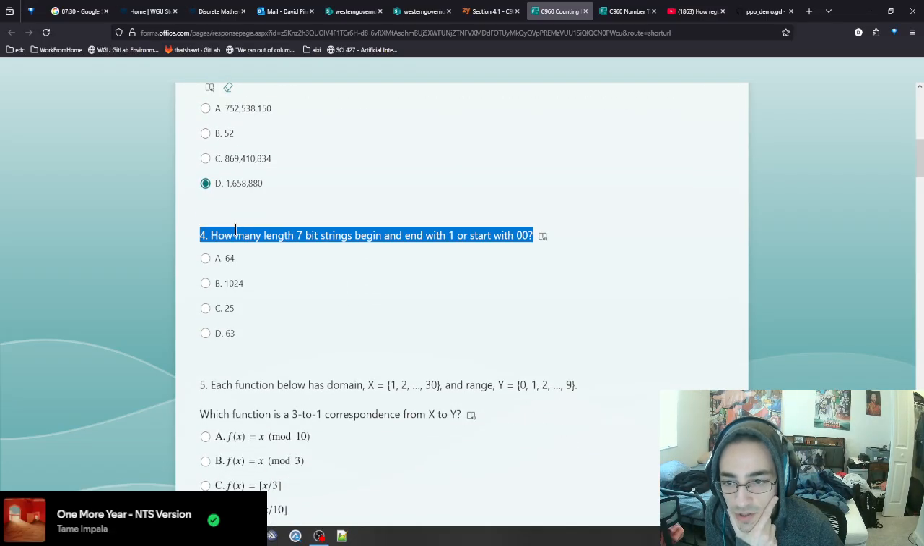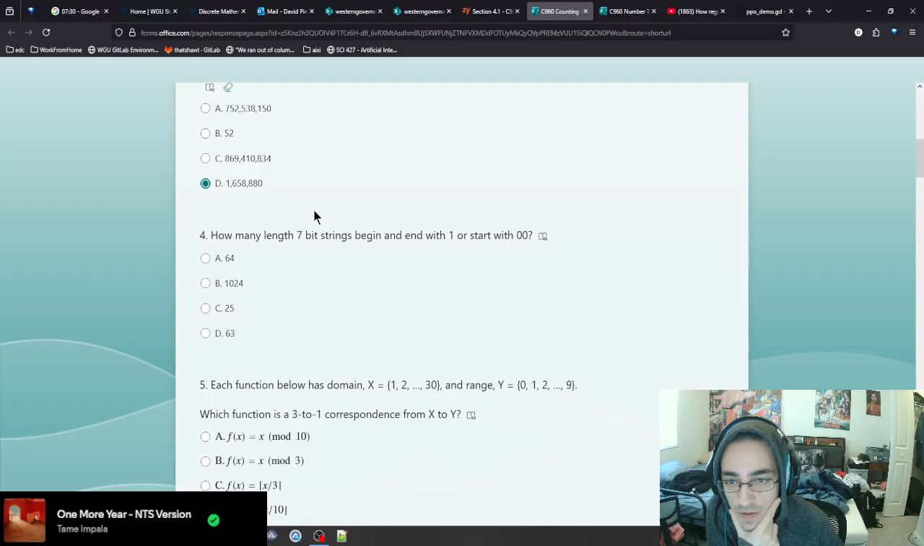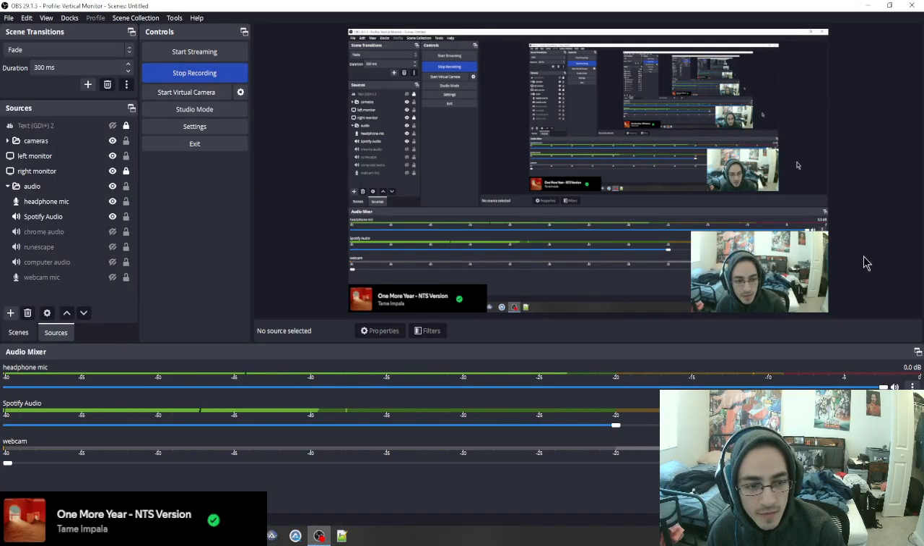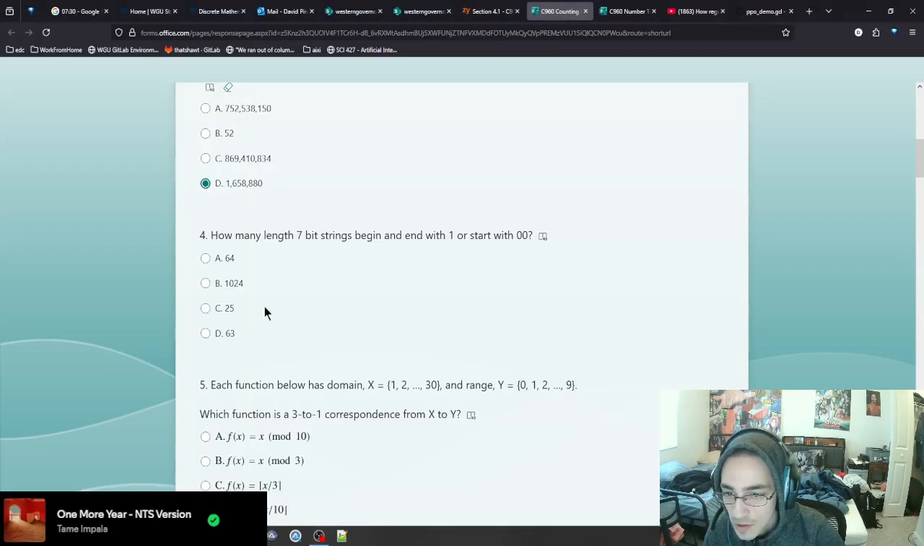Okay. How many length 7-bit strings begin and end with a 1 or start with 0, 0? I can do this. I think I know how to do this. Alright. So a bit string is just a sequence of zeros or ones. Okay. You know, this is why I should have a hand cam, not gonna lie. Because I'm just gonna write it down on my paper. But whatever.